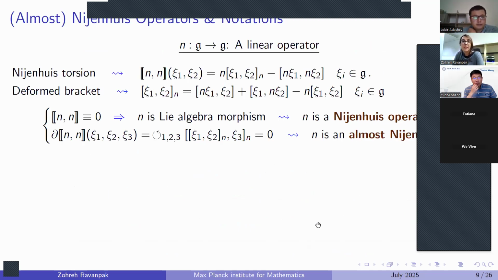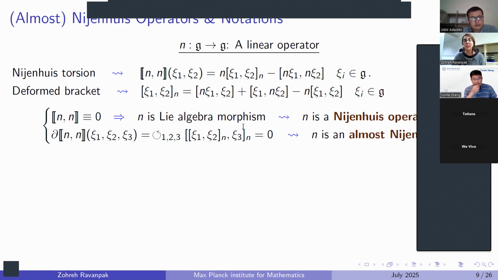The second ingredient in this work is the Nijenhuis operator, which we take as a linear map. So our ambient space is a Lie algebra. We take this N directly on the Lie algebra instead of the tangent bundle of the ambient space, which is what people usually do. So we take N directly on G, and then we define the Nijenhuis torsion. As I mentioned in the beginning, we define a deformed bracket. And if this N is torsion-free, then we have a Nijenhuis operator.